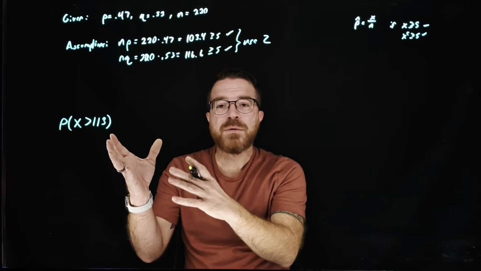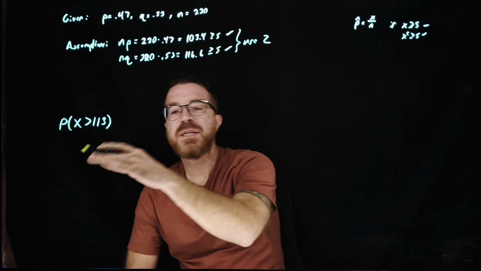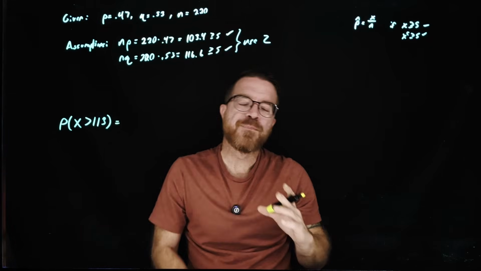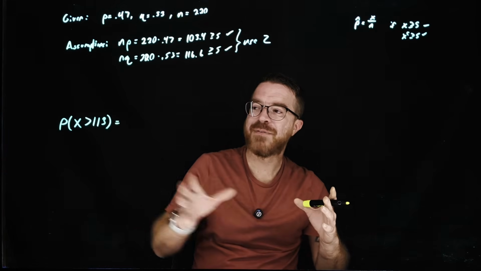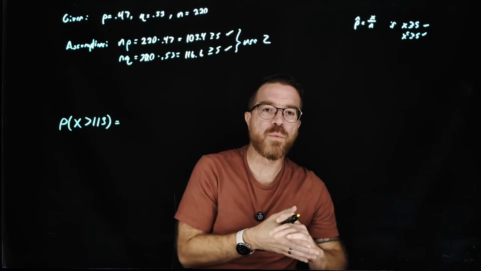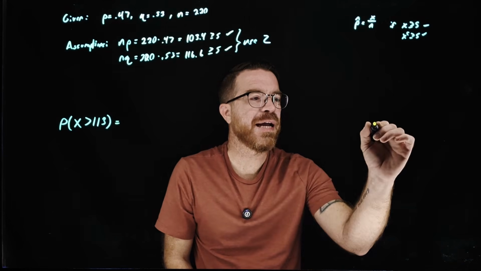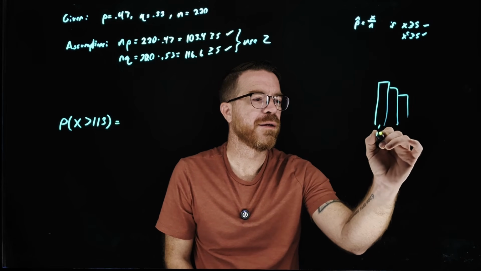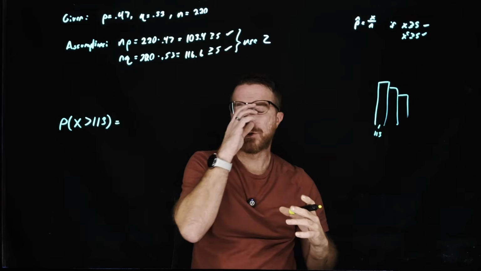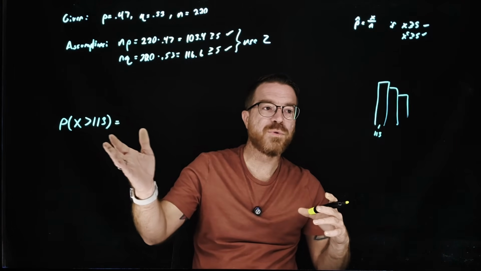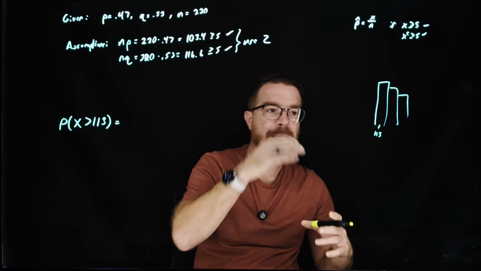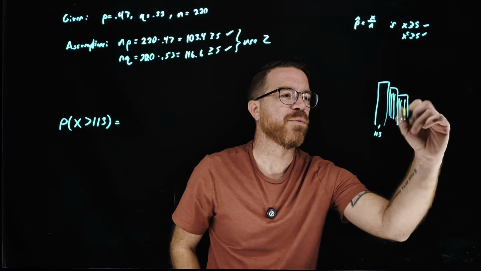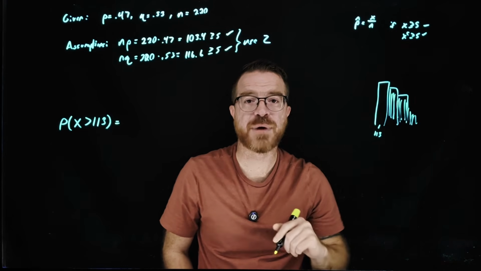So now to do this though, let's actually go back to our probability. Probability x is greater than 113. Well, we have to consider that when we have discrete data, if I said probability x is greater than 113, that means if I had a histogram of all this, let's say that this is 113, the probability of discrete data greater than 113 would be everything greater than, not including 113, which would be everything to the right, but not this rectangle.